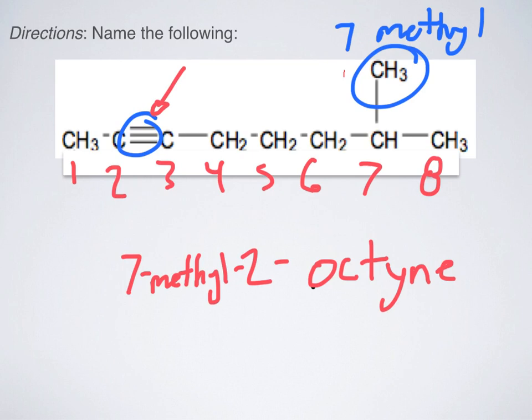I'm going to be drawing the line structures for all of these because even though line structures aren't exactly the most useful, they're sometimes kind of cool. So I wanted to draw a line structure for how this would look. Oct means 8, so I have 8 carbons: 1, 2, 3, 4, 5, 6, 7, and then 8. At carbon 7, I have a methyl group, so that would look like this. At carbon 2, I have a triple bond, so it would look like this. So that would be our line structure for 7-methyl-2-octyne, and I just think it looks kind of cool. So draw that also, please.